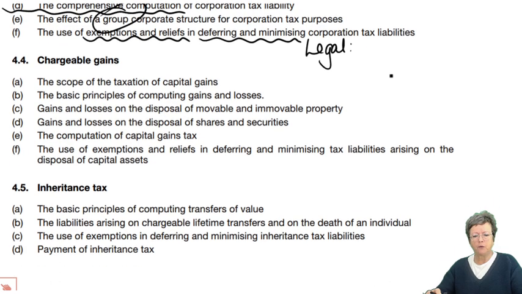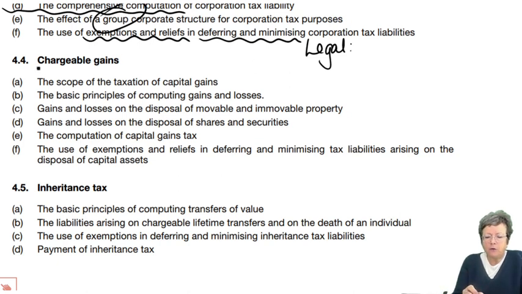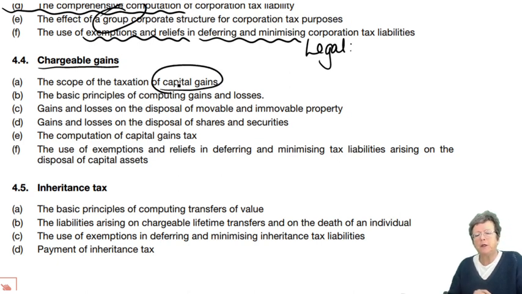Then chargeable gains, the scope of it. Now you notice here it's called chargeable gains. That's gains that are chargeable to tax. They're also called capital gains because they're on capital items, buildings, land, shares, chattels, all these words. You'll get to know them when you get to the chapters.